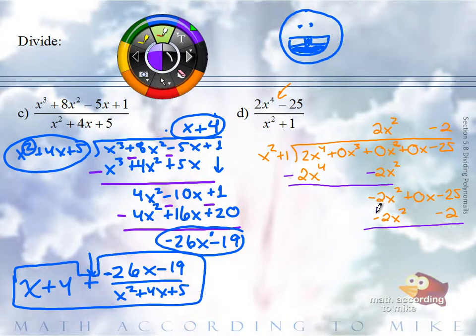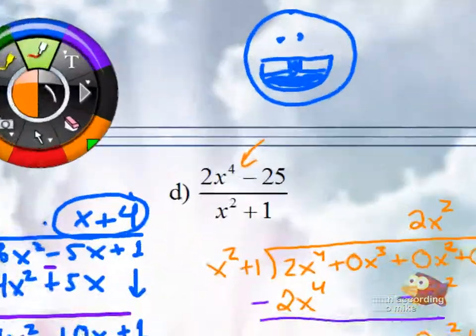Do it to it. The negative 2x squareds cancel. The 0x plus 0 more makes 0, so we don't have to write anything. So negative 25 plus 2 more is good. There you go. So 2x squared minus 2 plus negative 23 over x squared plus 1. So watch out for gaps.